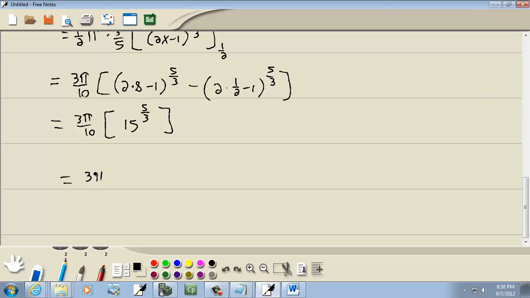So I'm going to have 3 pi, and then 15 to the 5/3 power over 10. And we don't want to simplify it any more than that. We're happy with that answer.